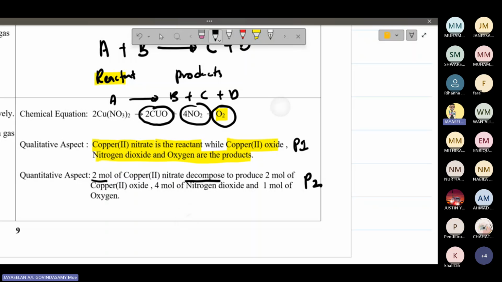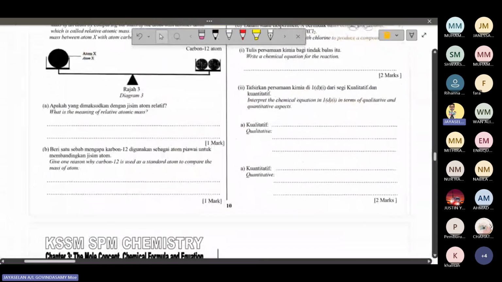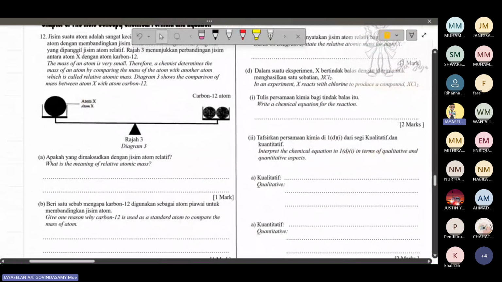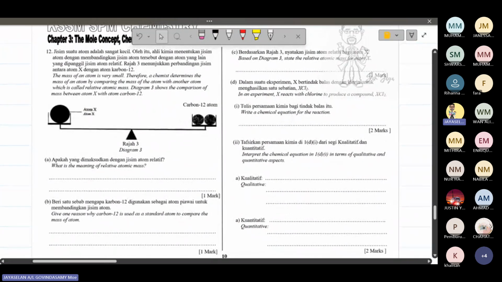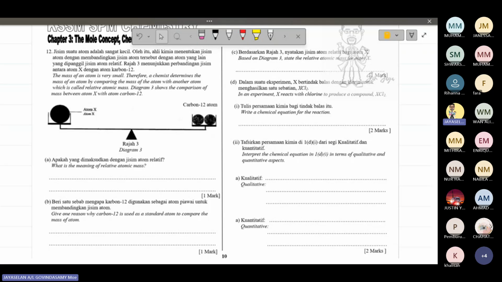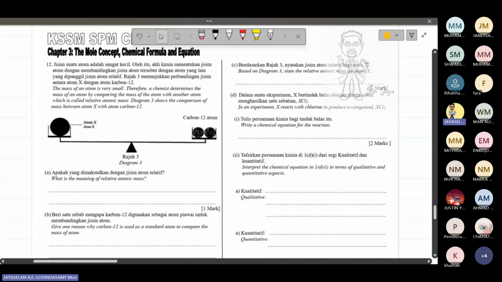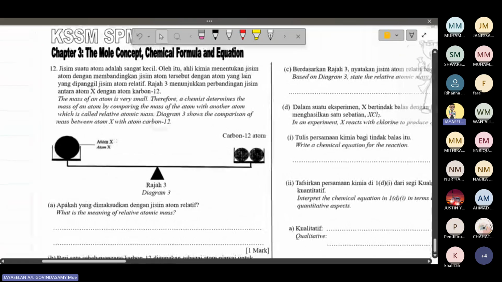No question. Okay, kita pergi cuba buat satu soalan. You guys got try this question? Amirul, you pernah buat tak soalan ni? Chahat, you got do? No, sir. Okay, so we do together. Okay, look at this. We discuss together.